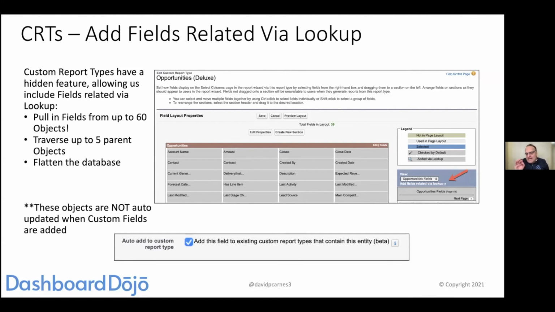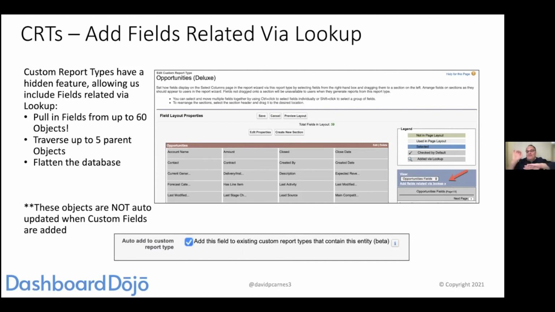Now, just one caveat with this. There's a feature that was added in the winter release. It's going to become GA in the summer release, which is this auto add to custom report types. This works beautifully with custom report types in all cases, except for the objects that are related via lookup fields, custom fields. It kind of makes sense, but you have to be aware of it.